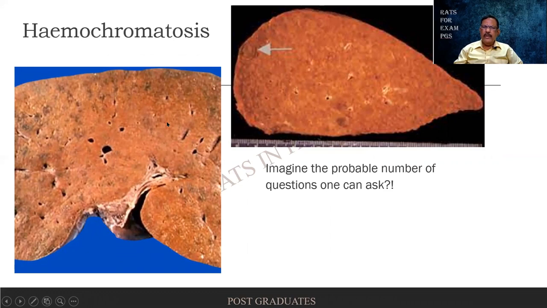This, of course, happens to be a hemochromatosis. Then they will be asking you the question, what is hemosiderosis? What is hemochromatosis? What are the causes for cirrhosis? What is the incidence of malignancy, etc.? What other pigments do you know? How do you classify pigments? The questions can go in any direction.